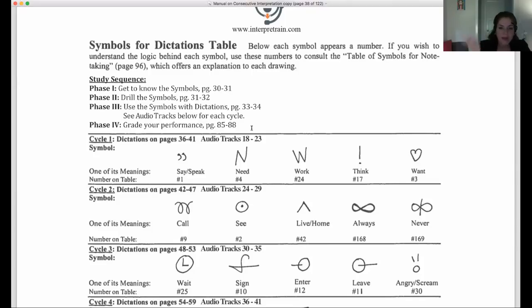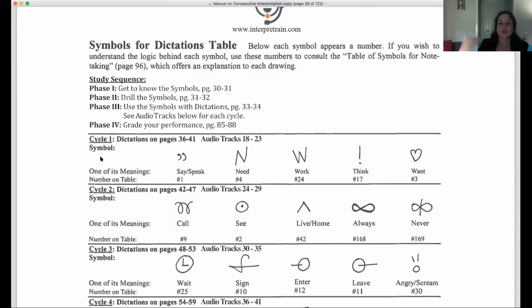The first phase is to get to know the symbols. If you don't remember how that's done, it's page 30 to 31, but I'm going to give it to you here. In the first phase, you're going to take each one of those symbols that belongs to that cycle and create study cards for them. A cycle is composed of five symbols. We're tackling five symbols at a time.